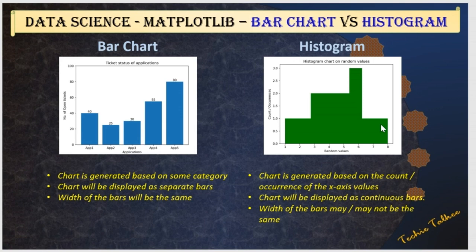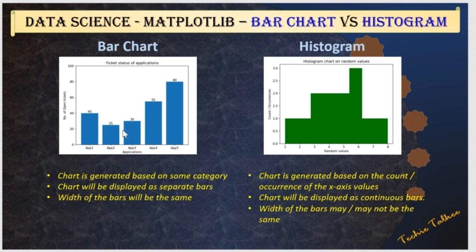Say for example, I have an array of values and I want a similar kind of bar chart to be generated that should actually indicate the count or the occurrence of each value or a range. So in that case, I'll go for histogram. So typically the difference is this: the bar chart is generated based on some category, whereas the histogram is generated based on the count or the occurrence of the x-axis values, or it can be a range of values also.